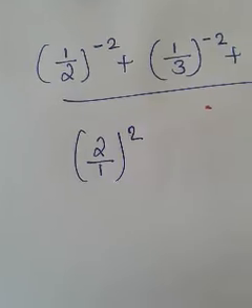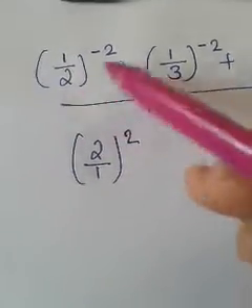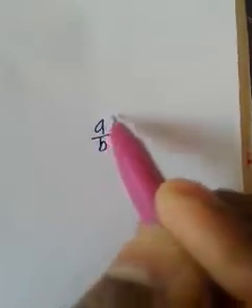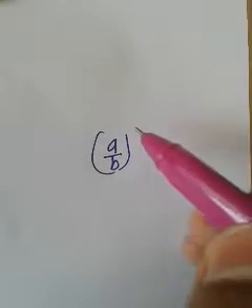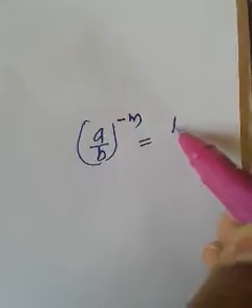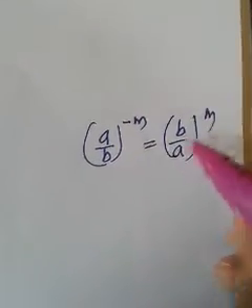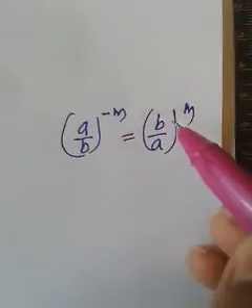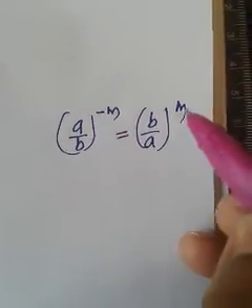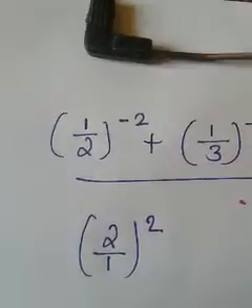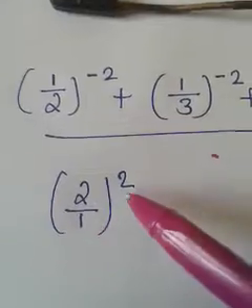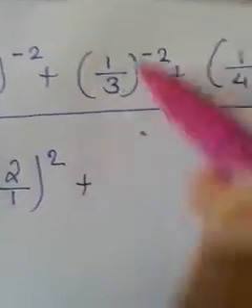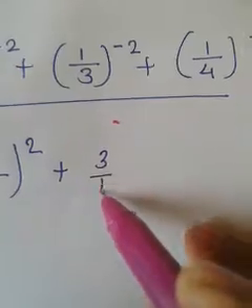So you may have some doubts. How did Shibin sir write (1 by 2) raised to minus 2 as (2 by 1) raised to 2? There exists a rule which says that (a by b) raised to minus m, we can write as (b by a) raised to m. I repeat, (a by b) raised to minus m, we can write as (b by a) raised to simply m. By using that identity, I wrote (1 by 2) raised to minus 2 as (2 by 1) raised to 2. You may have understood now. And (1 by 3) raised to minus 2, how can we write it? (3 by 1) raised to 2.